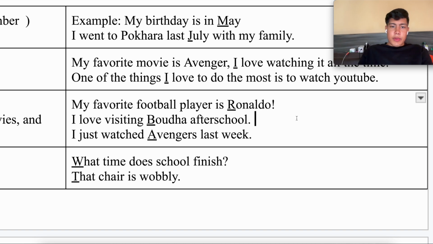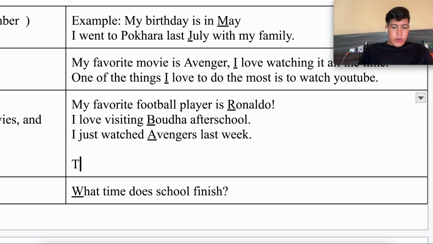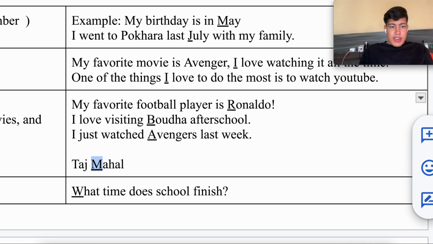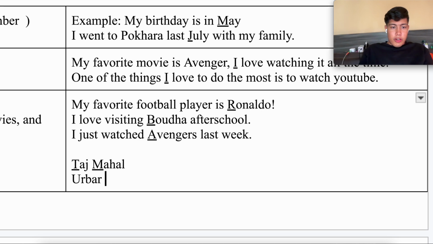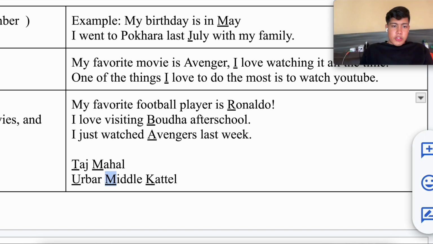You capitalize the name. Some of you had the worksheet I passed out where I was talking about something like the Taj Mahal. It doesn't matter if a name is more than one word. You still have to capitalize all the parts of it. So if it's Taj Mahal, both the T and the M need to be capitalized. Just like if I type my name, Urbar Kattel, both the U and the K need to be capitalized. Even if I had a middle name, that middle name would also be capitalized. Same thing when you're talking about the Taj Mahal or any other buildings.